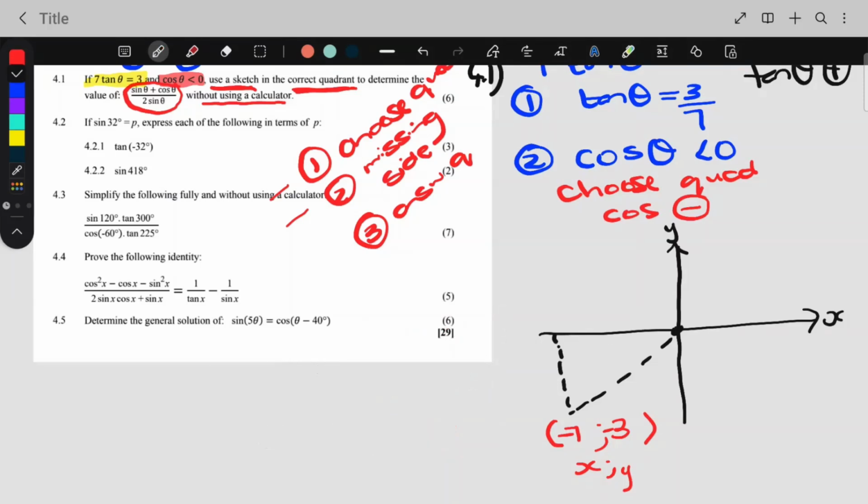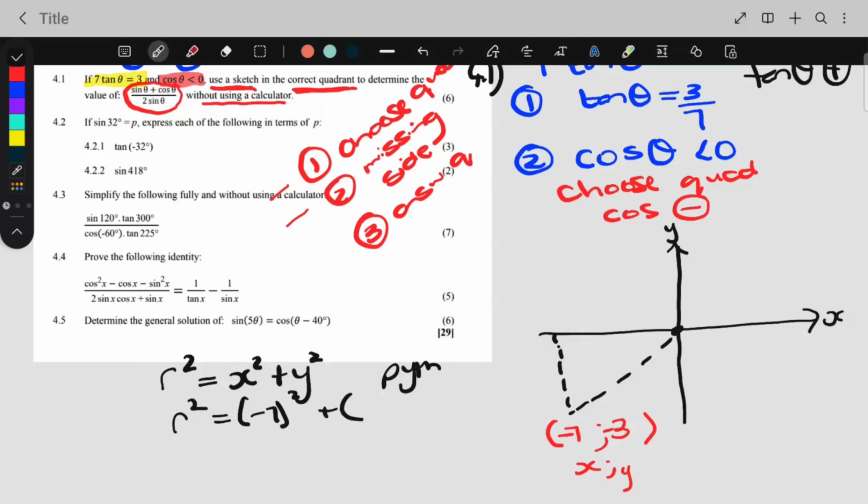So for my missing side, I'm going to say r squared is equal to x squared plus y squared. Okay, and this is Pythag. So r squared, my x is negative 7. So negative 7 squared plus my y is negative 3.